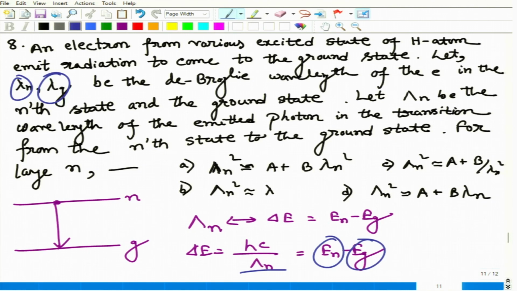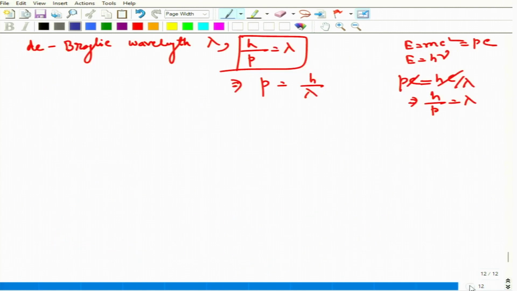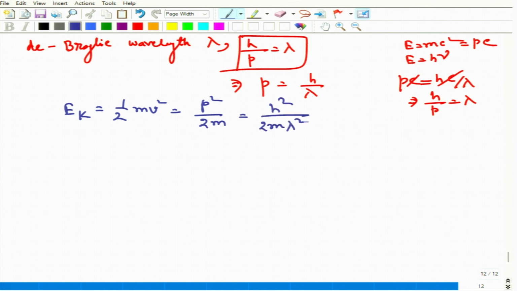Kn and k are given. Okay, k is h square by... let us do what we can do. P means the momentum, but we know that kinetic energy Ek is half mv square, right? So we can write it as P square by 2m. So it is h square by 2m lambda square, we can write it, right?